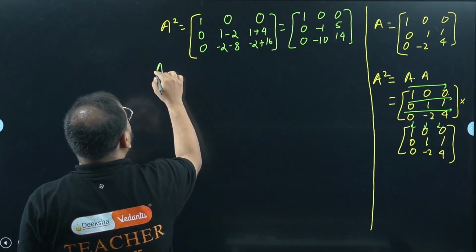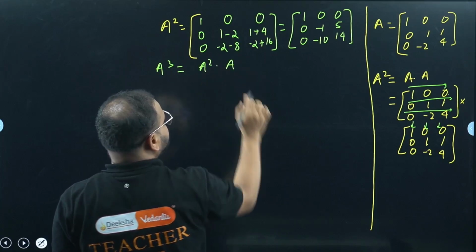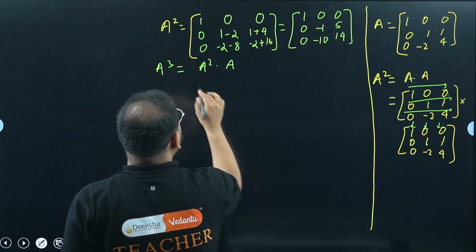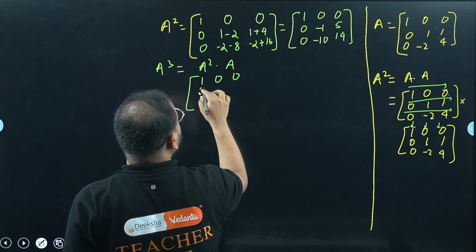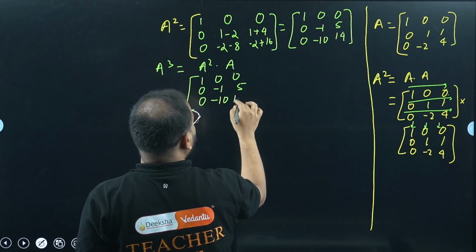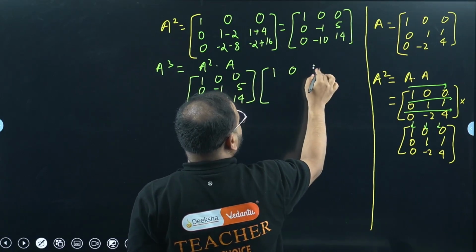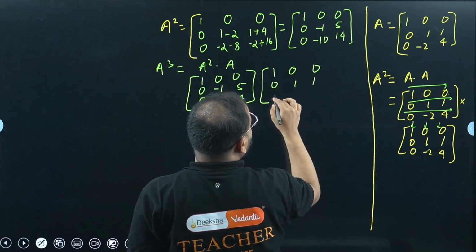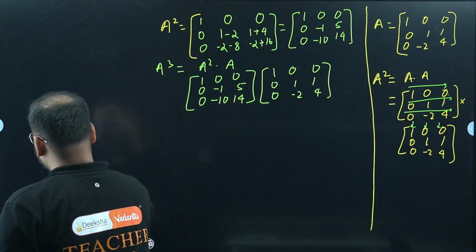So how will I write A cube? A cube is written as A square into A. What is my A square? I just got 1, 0, 0, 0, minus 1, 5, and 0, minus 10, 14. What is my A? I have the value 1, 0, 0, 0, 1, 1, 0, minus 2, plus 4. Okay, come on, let's do the last multiplication.